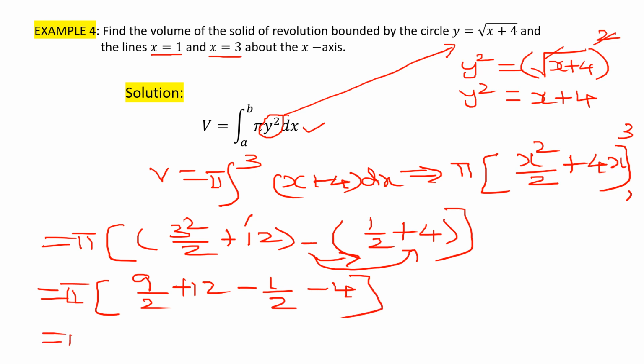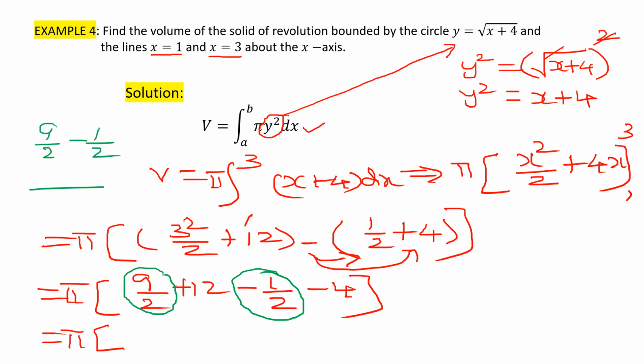Now collect the fractions first. We have two fractions. One is here, which is 9 by 2. The other one is here, minus 1 by 2. So 9 by 2 minus 1 by 2. Here we have the same denominator, so we can write 2. So 9 minus 1 will give you 8 by 2. What is 8 by 2? 8 by 2 is nothing but 4. So we have 4 over here.